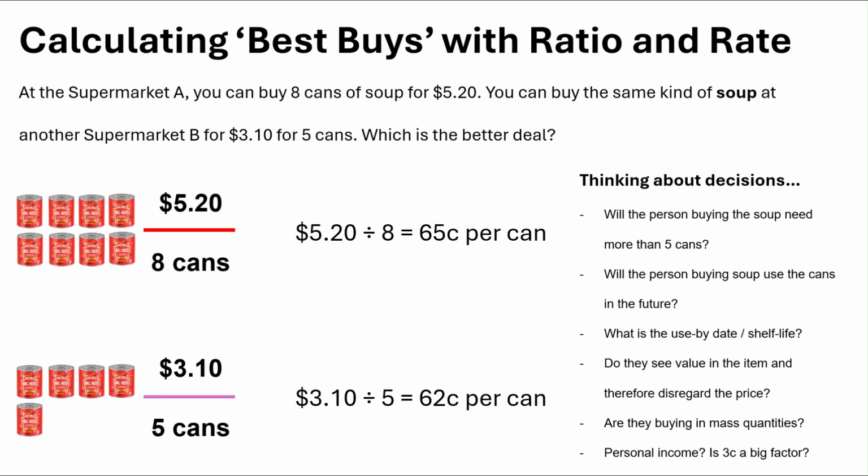Now, while it's nice to be talking about best buys with ratio and rate, it's important to contextualize ratio and rate. So we've got to be thinking about actual decisions. Will the person buying the soup need more than 5 cans? Will the person buying the soup use the cans in the future? What is the use-by date or shelf life of these cans? Do they see value in the item and therefore disregard the price?